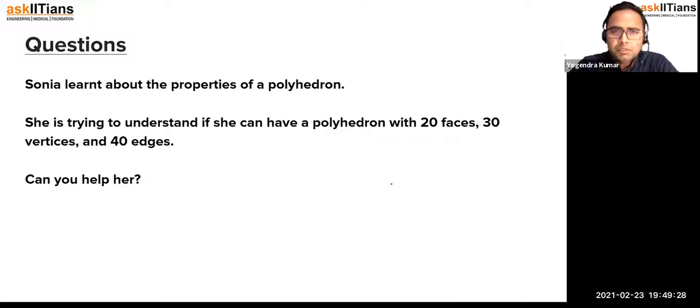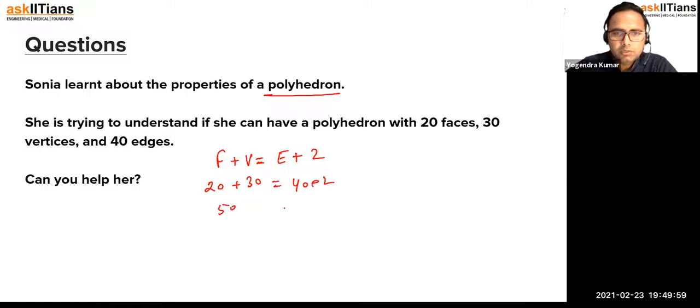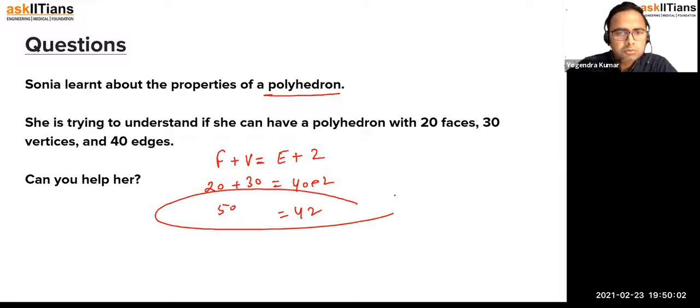Sonia learned about the properties of a polyhedron. She is trying to understand if she can have a polyhedron with 20 faces, 30 vertices, and 40 edges. Okay, so it is a polyhedron, right? So what should we have? F plus V should be equal to E plus 2. Now F plus V is how much? 20 faces, 30 vertices. So how much is it? 50. And this is what? Edges are how much? 40 plus 2, which is what? 42. No. It is not possible, right? So such a polyhedron is not possible.